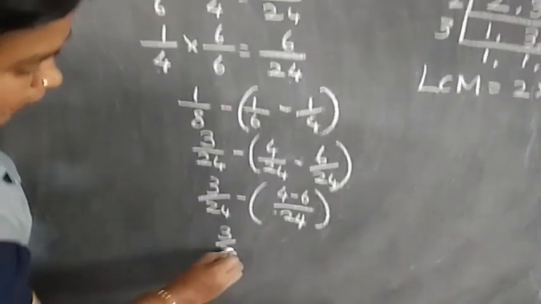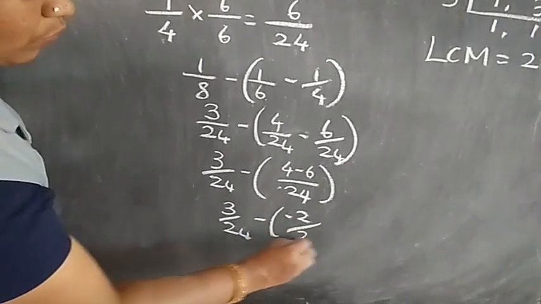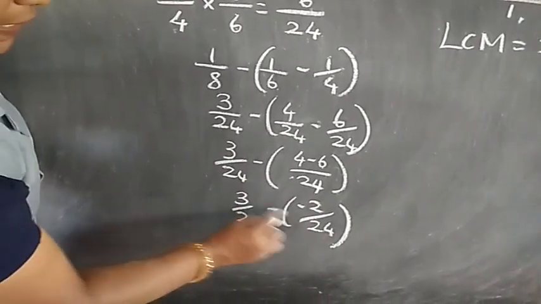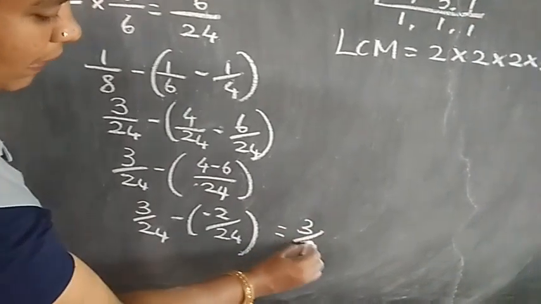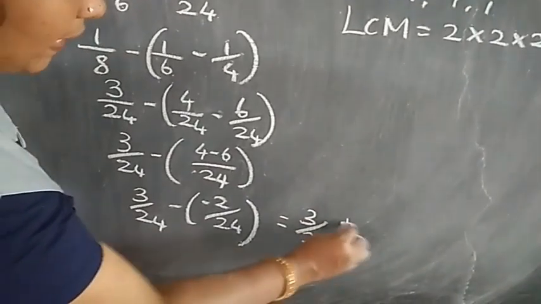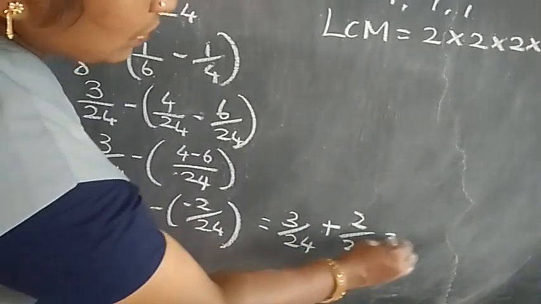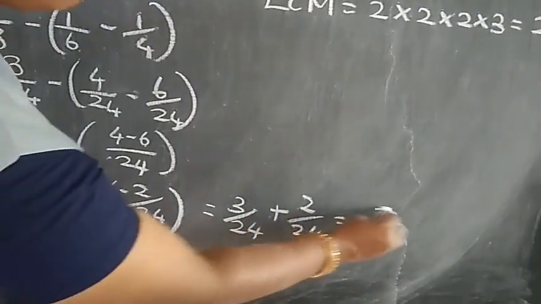So 3 by 24 minus 2 by 24. Now minus into minus is plus. So 3 by 24 plus 2 by 24. So the answer: the denominator is 24, and 3 plus 2 is 5.